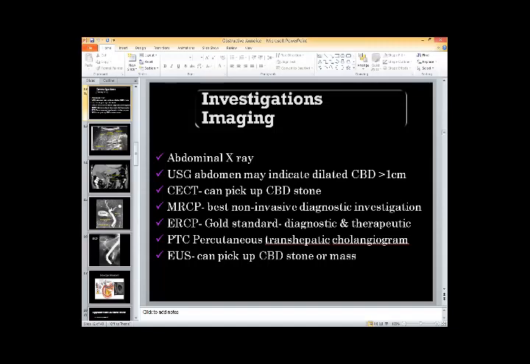Then you can do a contrast enhanced CT scan, CECT, and it can also tell you masses and the tumors and the pancreatic cancer and all these things, and it can also pick up the CBD stone. Then this investigation is MRCP, magnetic resonance cholangiopancreaticogram. It is an MRI of the hepatobiliary system. Magnetic resonance cholangio, like bile duct, and pancreatic duct, pancreaticogram, MRCP. It is a non-invasive investigation, and it is very helpful to look for the common bile duct and the pancreatic duct.